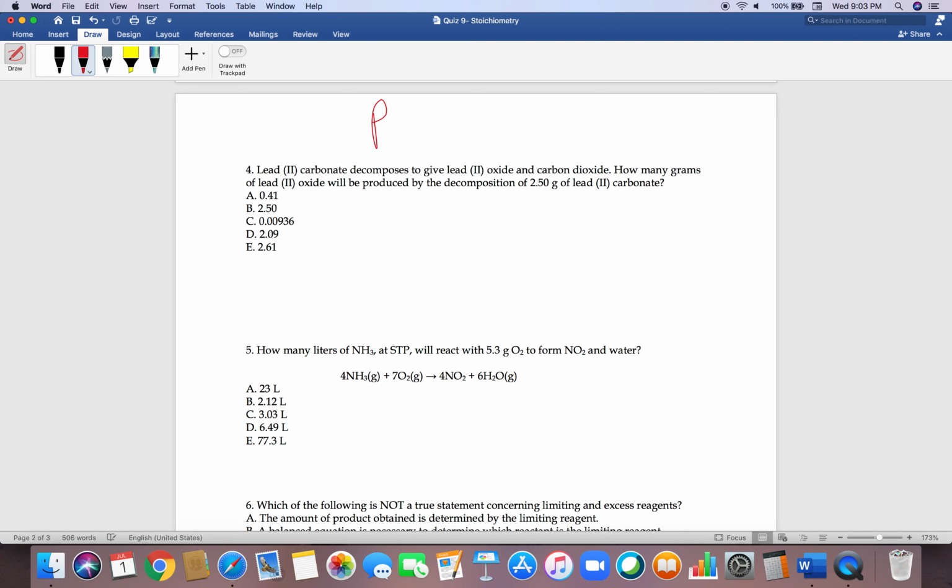So if lead has a positive 2 charge, I know that carbonate has a minus 2 charge, so that's already balanced. And it's going to decompose into lead(II) oxide. Lead has a plus 2 charge here, oxygen has a minus 2 charge, so that's balanced. And we get carbon dioxide gas. These are both solids here. So looking at this, the chemical equation comes already balanced, which is nice.